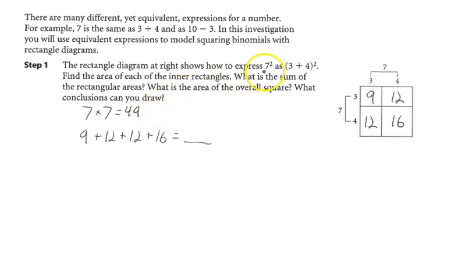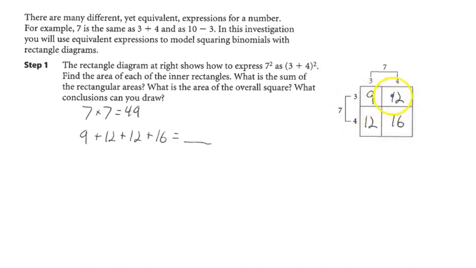But we're actually going to break down that 7 and make it 3 plus 4 and use a box diagram to work out 3 plus 4 to the second power. So along the top I have 3 plus 4 because that equals 7, and along the side I have 3 plus 4 because that equals 7.